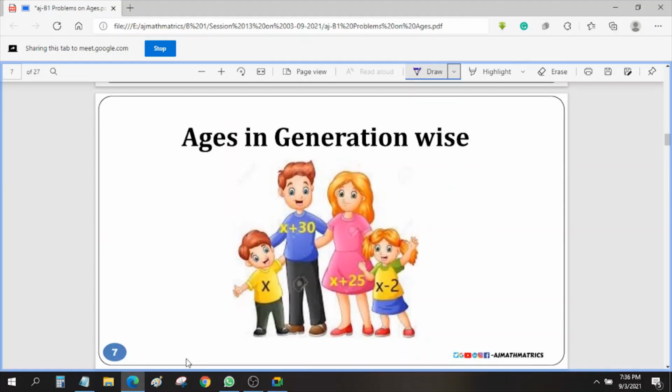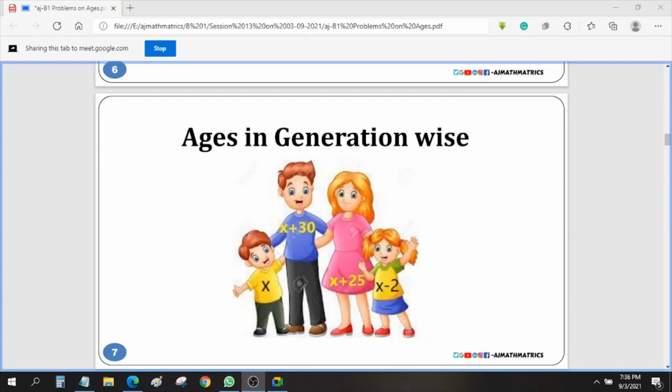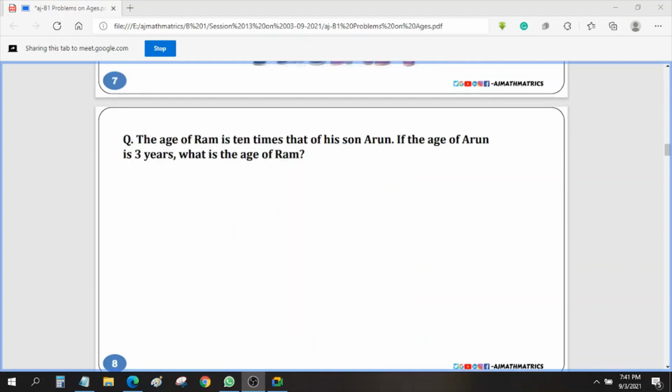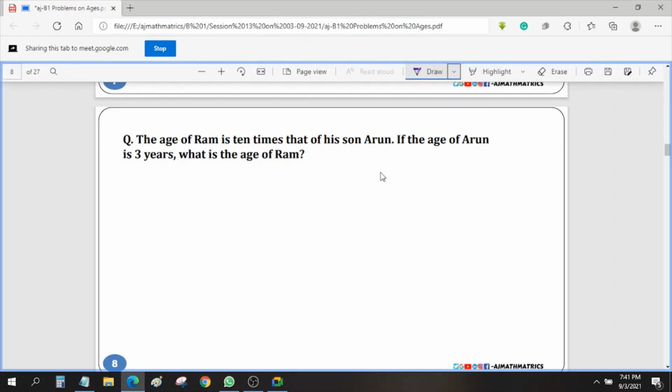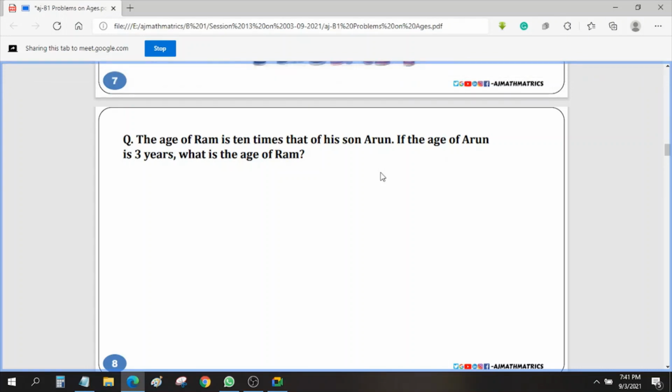Now ages in the generation wise. So the first question is, the age of Ram is 10 times that of his son Arun. If the age of Arun is 3 years, what is the age of Ram? This is a very simple question, but my intention is to explain the way of solution.